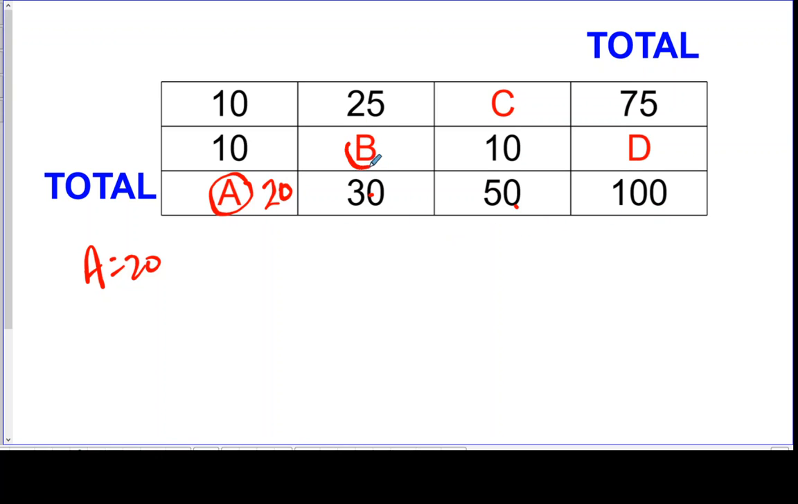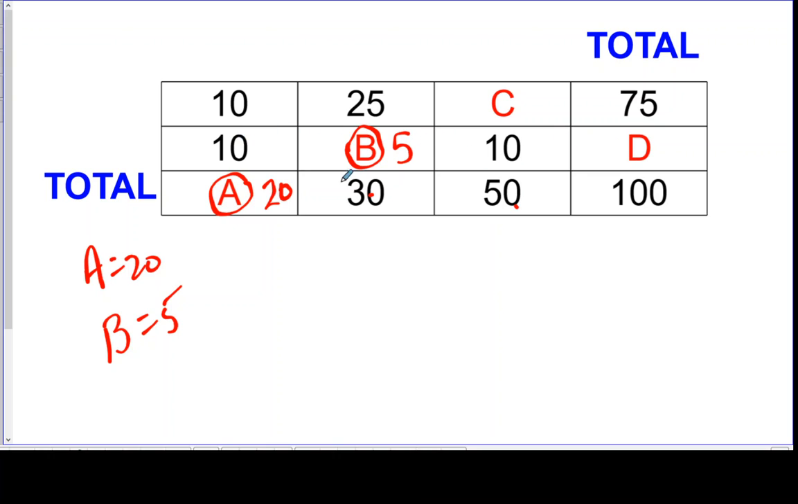Look at B. What number does this have to be? B is part of a total here, 25 plus B represents 30. So if 30 is the total, what does B have to be? 25 plus 5 is 30, right? So you know that B is 5.